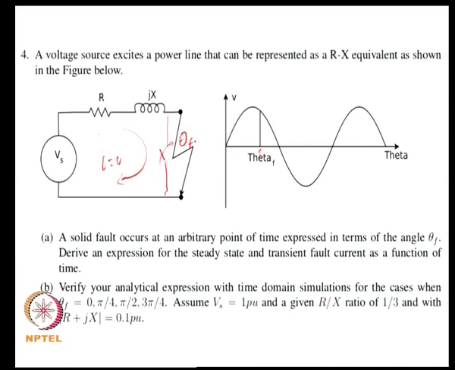Okay. So, your analysis is of a circuit where the switch was open, an RL circuit where the switch was open initially and it closed at theta f, and the source driving this current, the fault current, is a sinusoidal source. Okay. So, the first question is to derive an expression for the steady state and the transient fault current as a function of time.